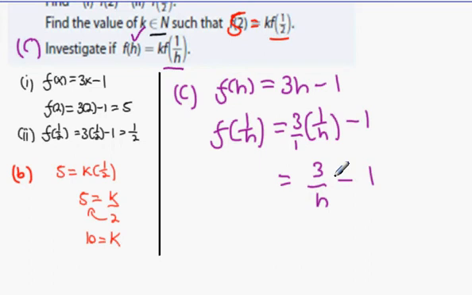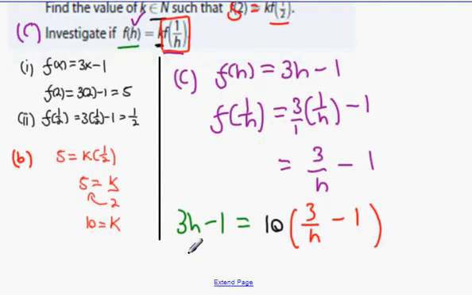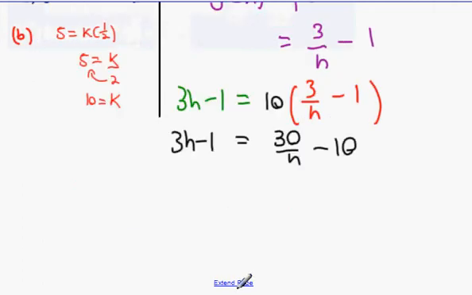Now, we have to figure out what k is. So what we can say is f of h, which is in green, is 3h minus 1, equals k, which we'll keep in black, is 10. And then finally in red is going to be f of 1 over h, which is 3 over h minus 1. Now let's multiply it out and see what happens. We're going to get 3h minus 1 equals 30 over h minus 10. Are they the same? No. They're not the same. Everybody can see they're not the same, can't they? So they are not equal.